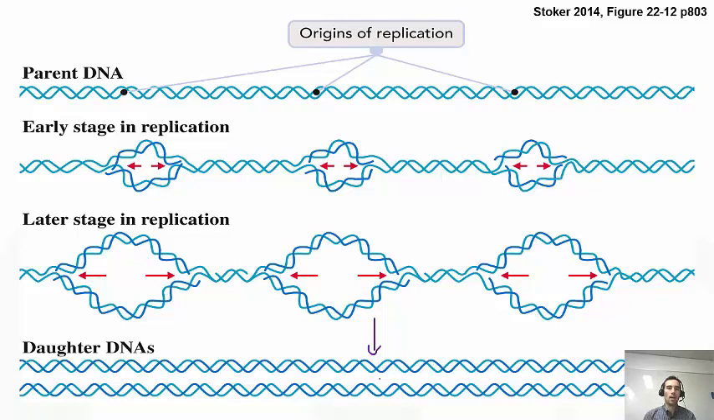By opening up these multiple points, or multiple replication forks, we can start the replication process at more positions, and eventually they'll all just join up.